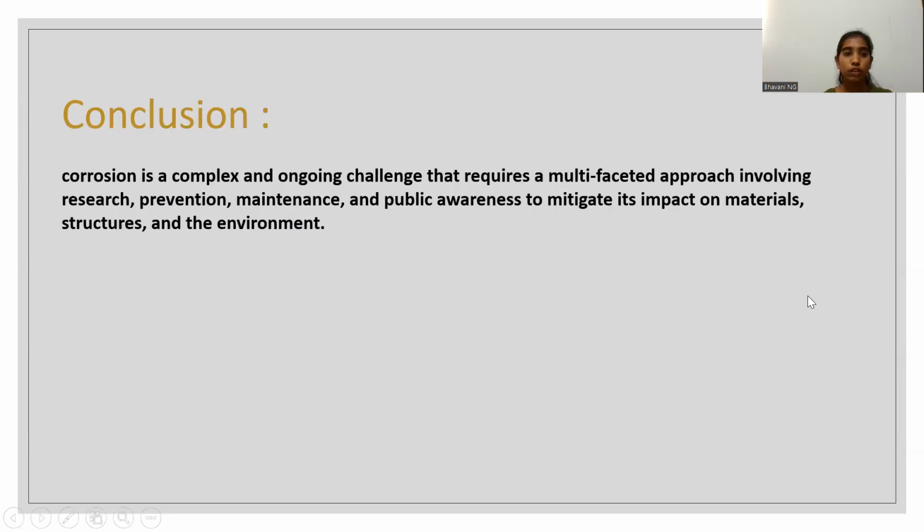Lastly, we're going to conclude that corrosion is a complex and ongoing challenge that requires a multifaceted approach involving research, prevention, maintenance, and public awareness to mitigate its impact on materials, structures, and the environment.